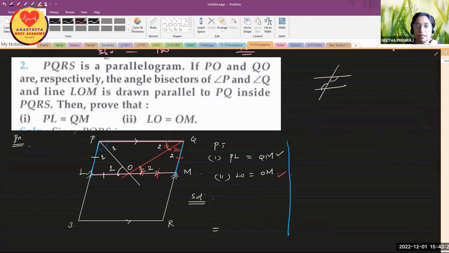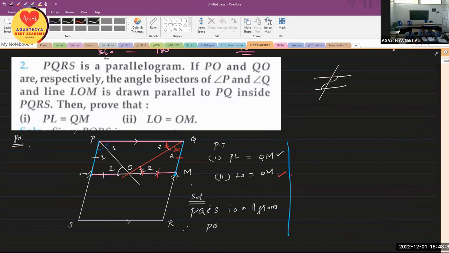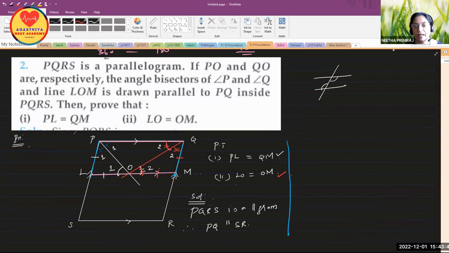See, it is given PQRS is a parallelogram. It is given. Therefore, PQ is parallel to SR, and PQ is parallel to LM. It is given.